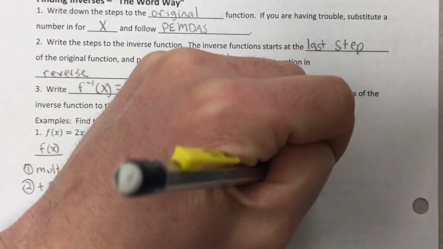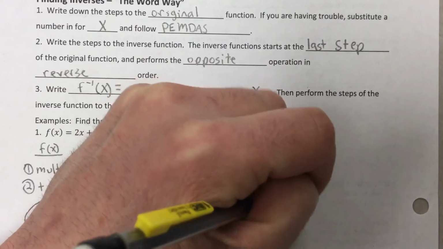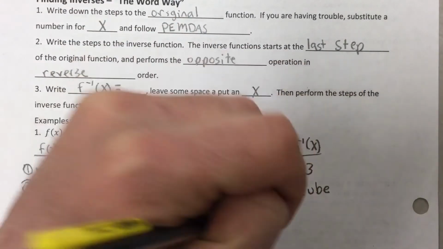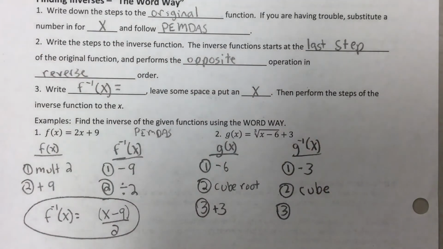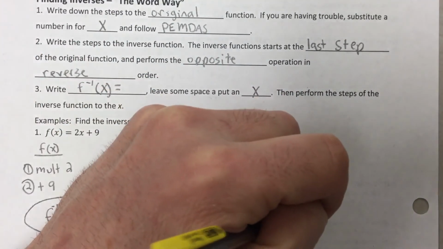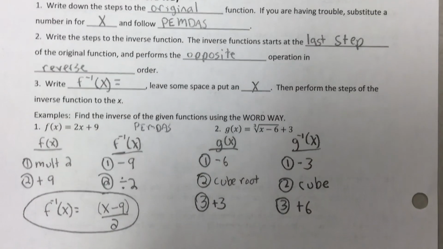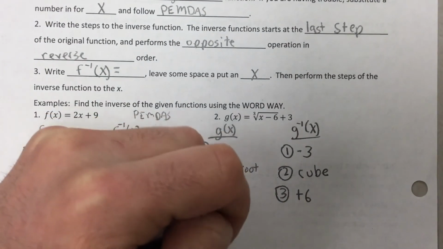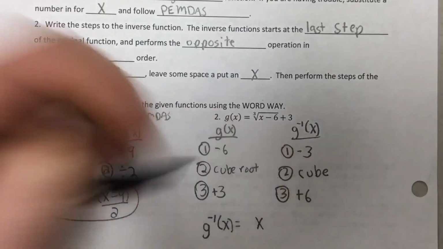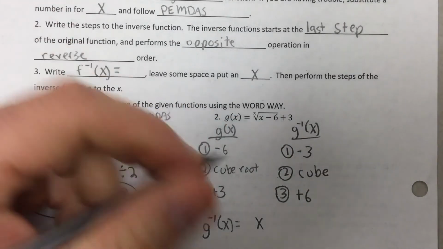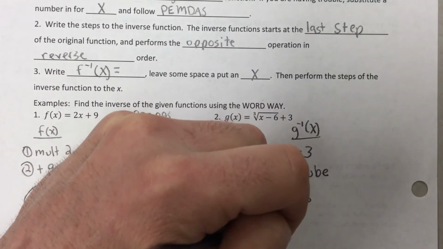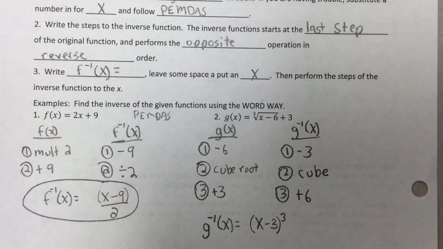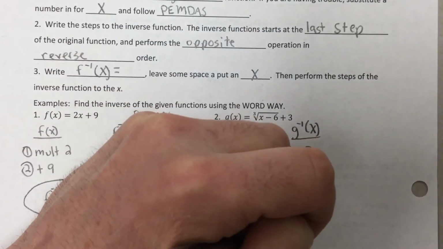So opposite of plus 3 is minus 3. Opposite of cube root is to cube. And opposite of minus 6 is plus 6. I write my equation, g inverse of x equals, I leave some space, put an x. First thing I'm doing is subtracting 3 from that x, and then cubing that whole thing, so I must put parentheses around that whole thing, and put the cube, and then at the end I'm adding 6.